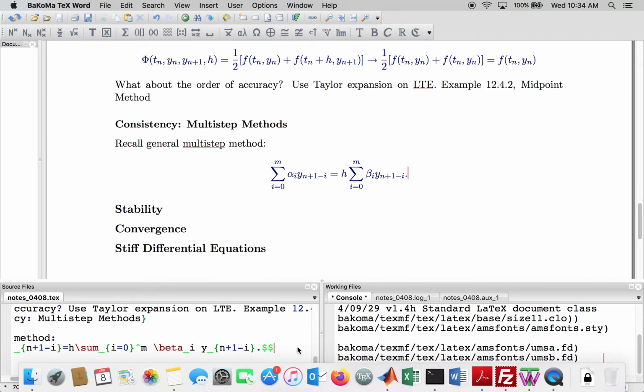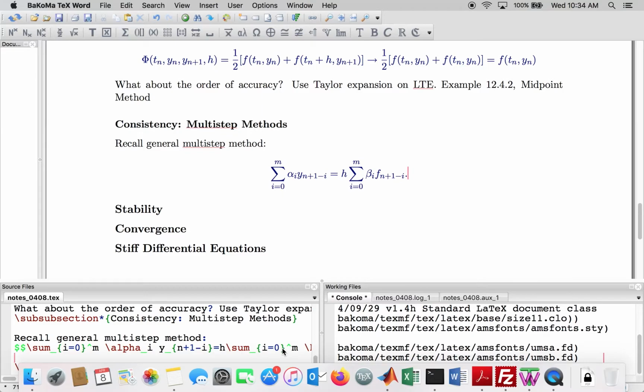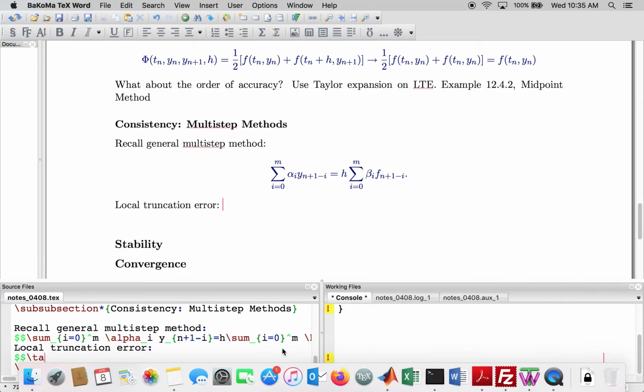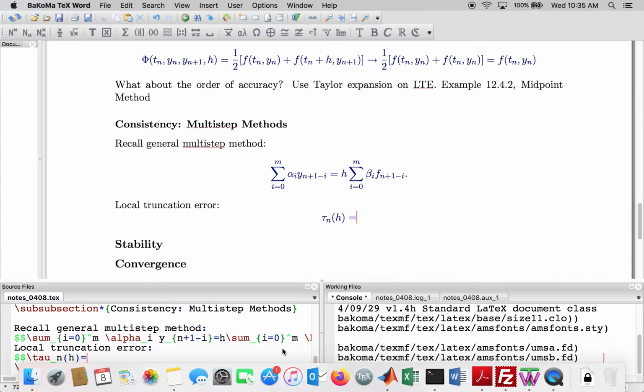So we do the same thing as before. We substitute the exact solution, sorry, my apologies, the evaluations of f that go on the right side are multiplied by betas. Okay, so the local truncation error for a general multi-step method is tau n of h. So we do the same thing as before with one-step methods. Substitute the exact solution into the numerical method, put everything on one side, set equal to 0, divide by h.